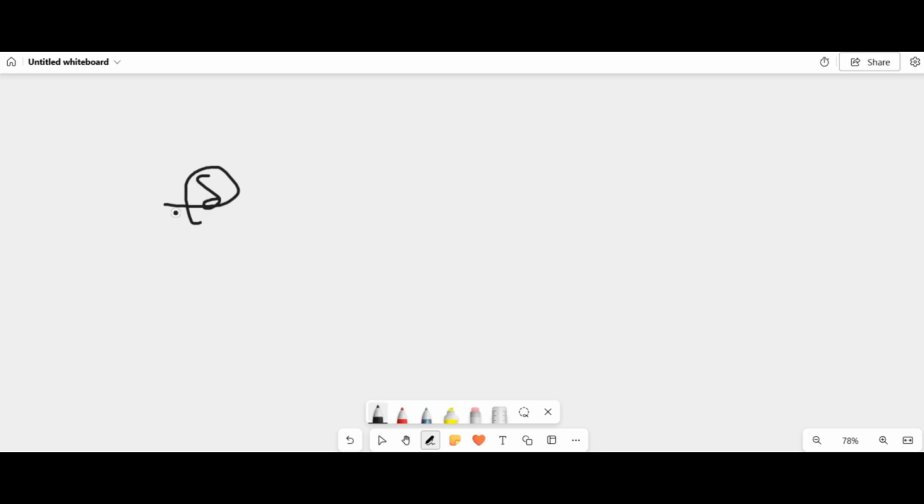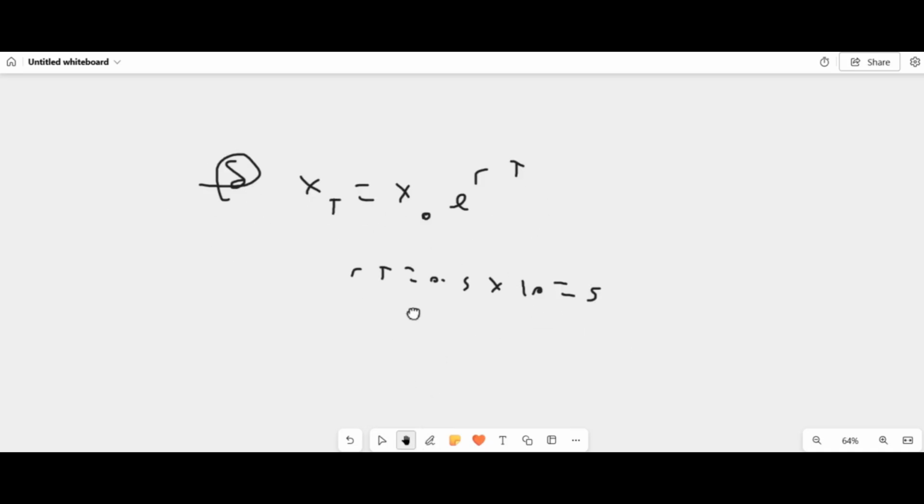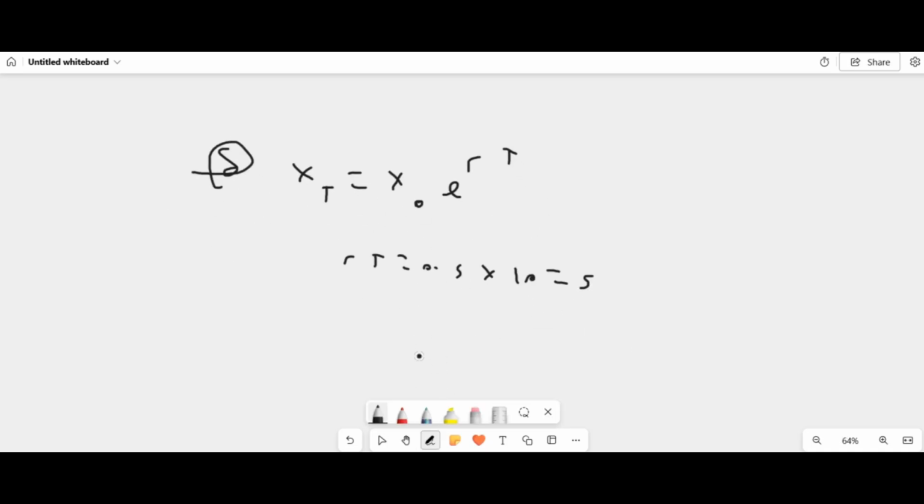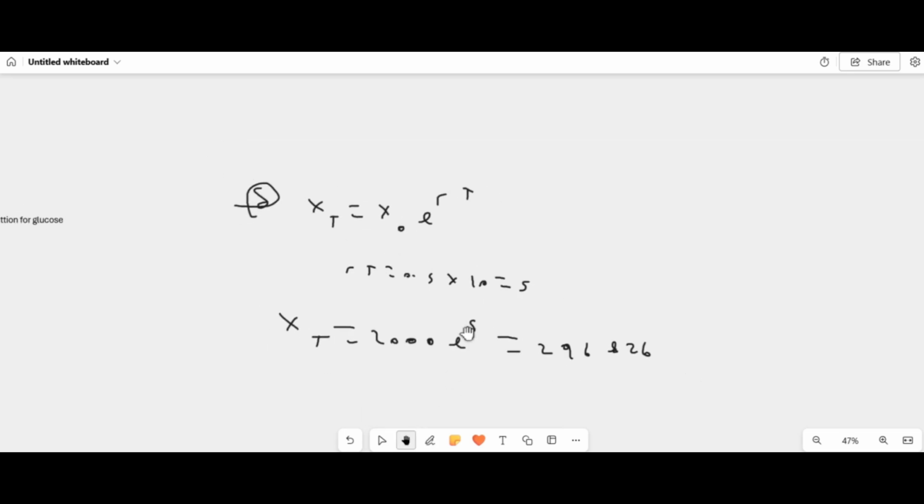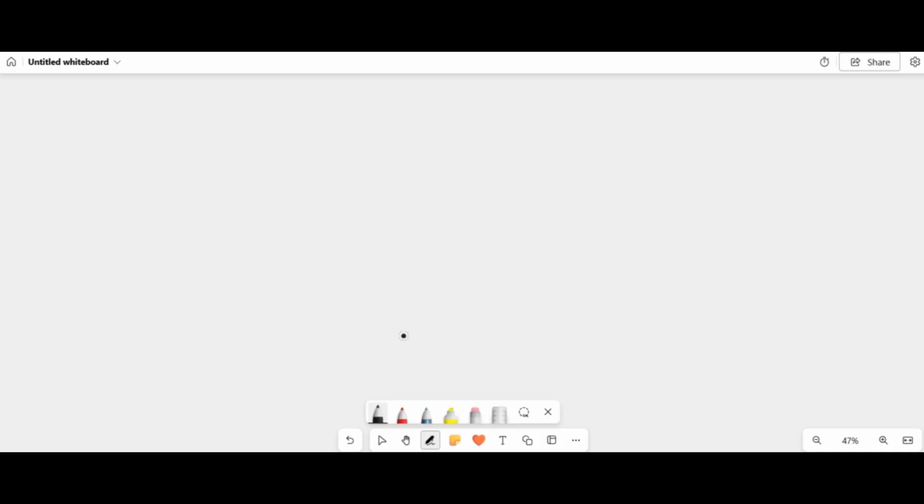Alright, F. So you've got some situation, and I need to pattern it. It says xt is equal to x0 e to the power of rt. So find rt. rt is the growth rate, r, which is 0.5, times t. T is in hours, it's 10 hours, so that's 5. So rt is just 5. So xt is 2000 times e to the power of 5. Put that in your calculator and you'll get 296,826. If it doesn't let you do that, put e to the power 5 and then times it by 2000, do Ans times 2000.